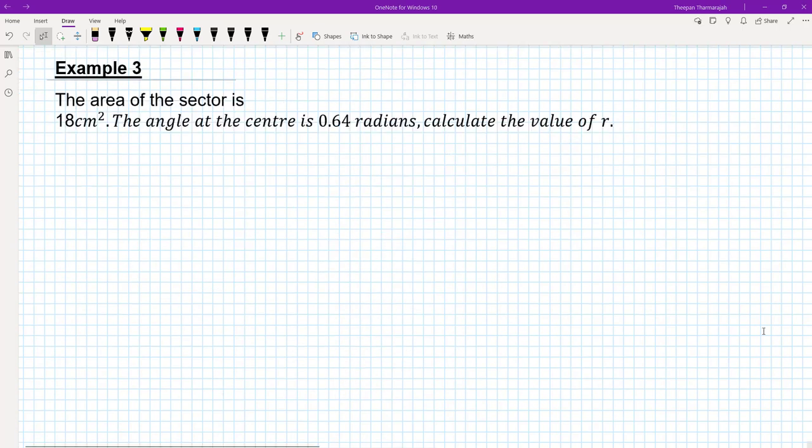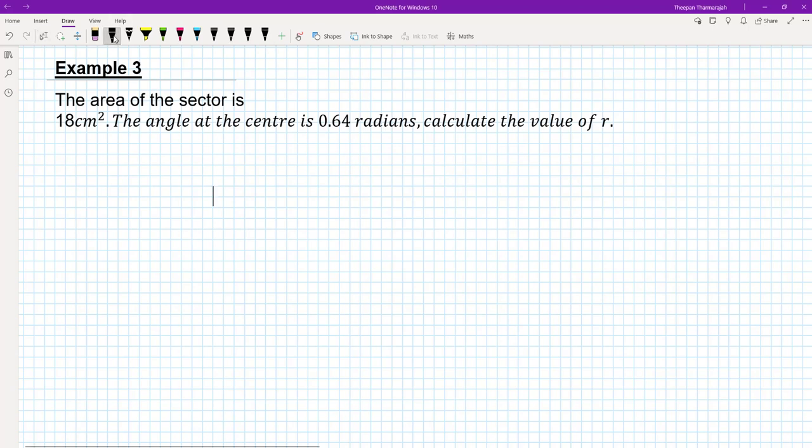Here's a question for you to try. You can pause the video, and when you're done, I will go through my worked solution. Okay, welcome back. So this time the area of the sector is 18 centimeters squared. The angle at the center is 0.64 radians. Calculate the value of r.